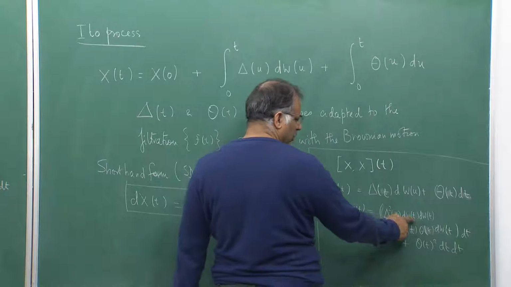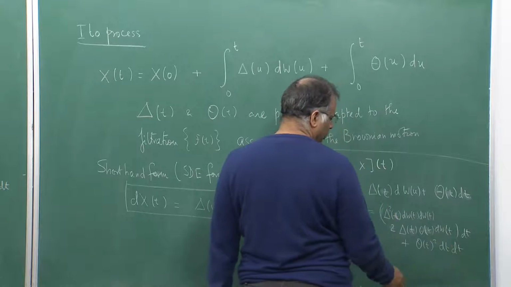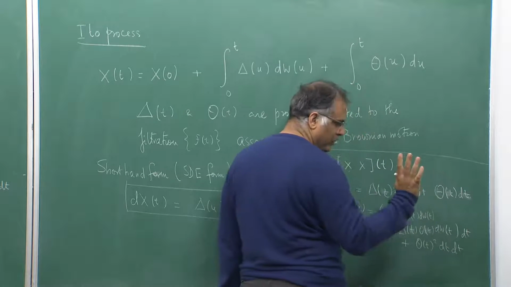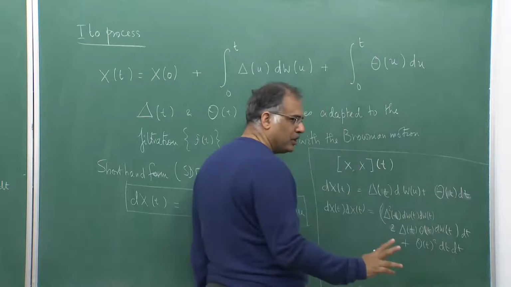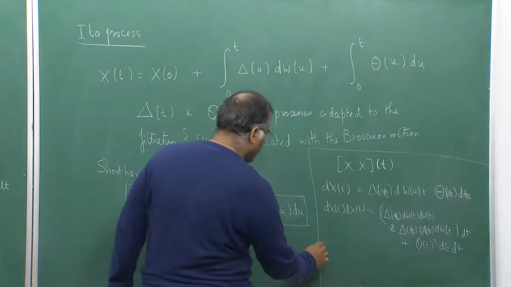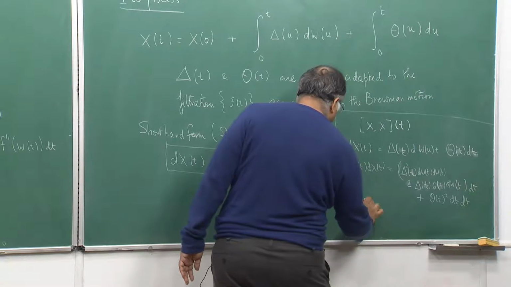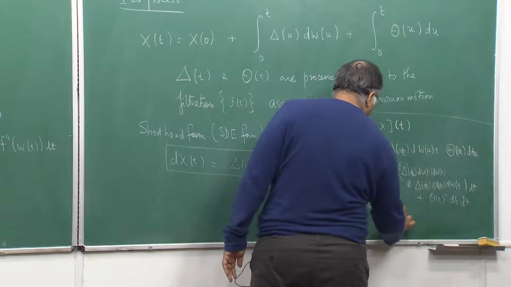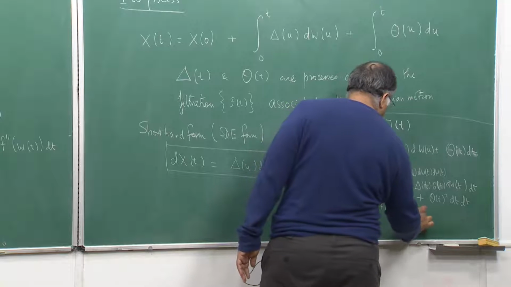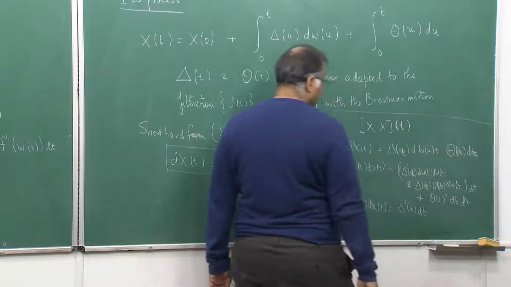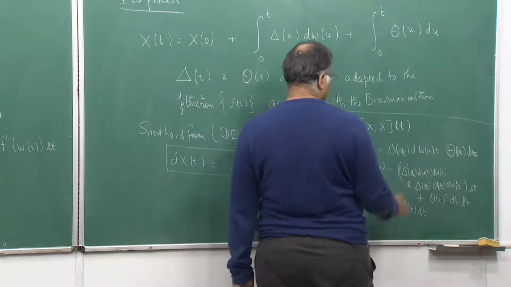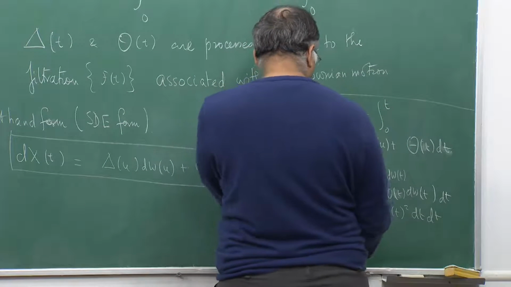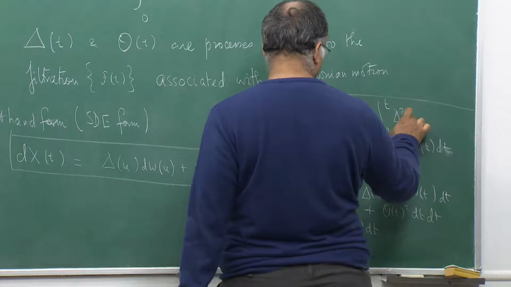This dwt dwt, and you know dwt into dt is 0, cross variation is 0, the second variation of an ordinary function is 0, but the second variation of Brownian motion is t. So, you have dxt dxt is equal to delta square t dt, and this is nothing but the short form of the integral from 0 to t of delta square u du.